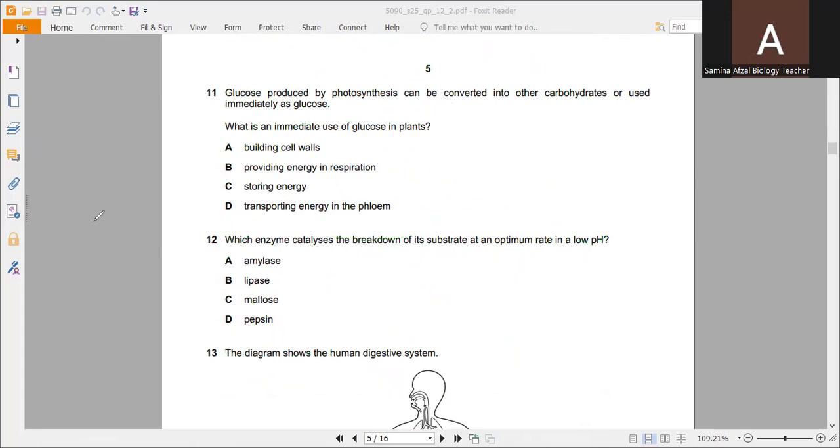Now question number 11. Glucose produced by photosynthesis can be converted into other carbohydrates or used immediately as glucose. What is an immediate use of glucose in plants? Building cell walls. For the formation of cell walls, glucose is stored up. You can say this is a storage process. So we can't say this is the correct option.